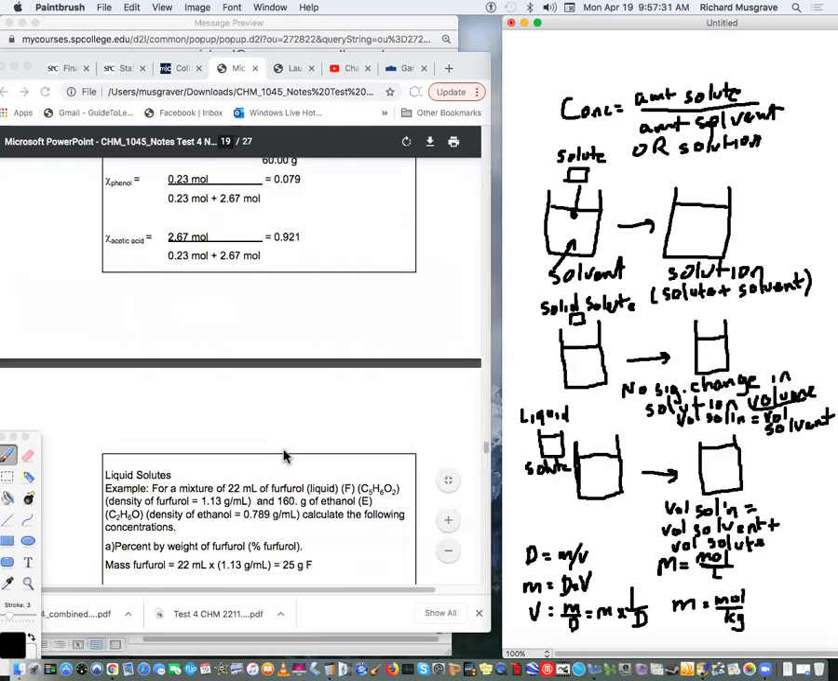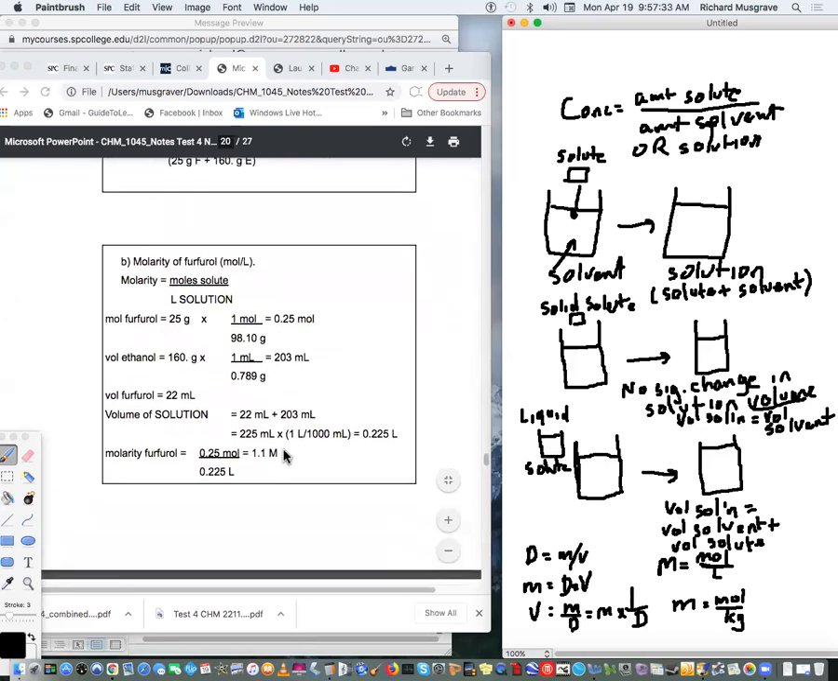In the case of the liquid though, it was a little bit different. We had to add the two volumes together, and that gave us 22 mL plus 203 mL, which needed to then be converted into liters, which gave us the molarity. So it's a little bit different from the previous one. This is the only one that changes depending upon the kind of solute you're dealing with, whether it's a liquid or a solid.